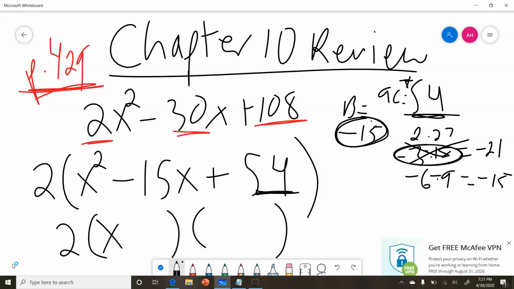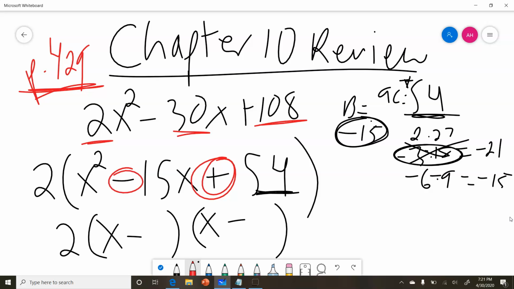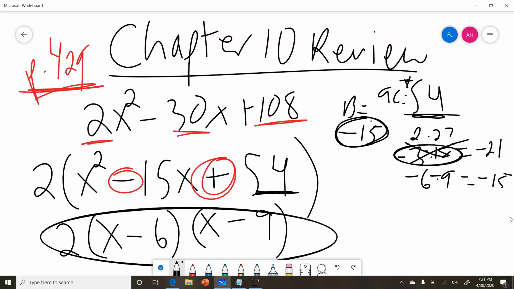So now I know that's going to be x and x. And I know it's going to be minus minus, right? Because they're the same sign here, but different sign here. So both minus, and one's going to be 9, one's going to be 6. And there is my final answer.